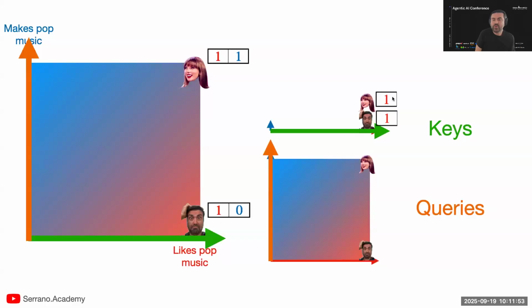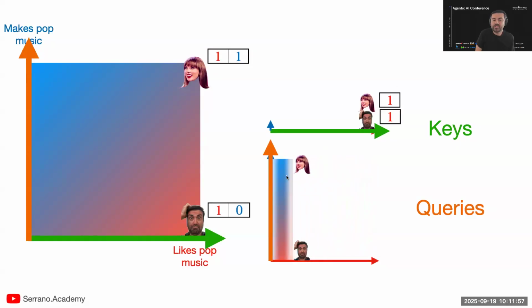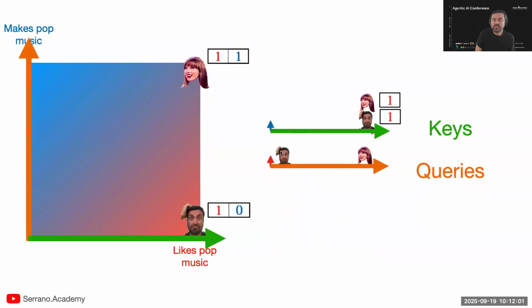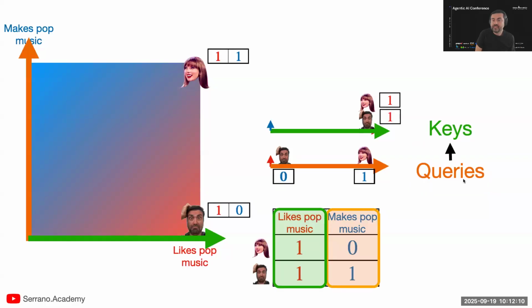In here, we both like pop music. That's why we're in the same place. And in here, I'm going to put it here and rotate it. She makes pop music and I don't make pop music. So now if I want to know distance or angle or dot product, how much I pull her, then keys pull queries, right? So how much do I pull her? Well, my key and her query are pretty close. So there's a strong pull. How much does she pull me? Well, her key and my query are not very close. Okay, so that's how you break the similarity.